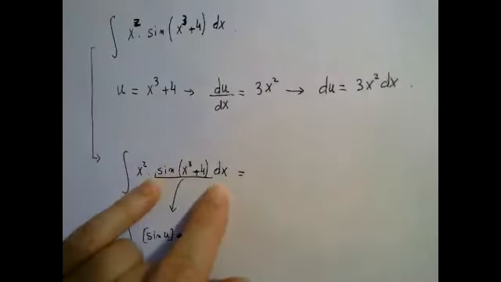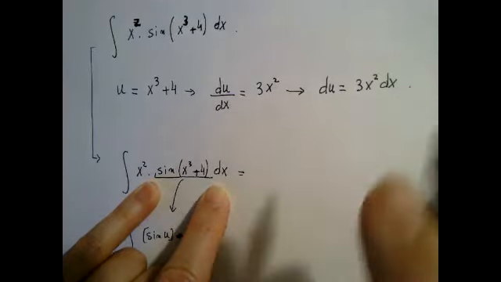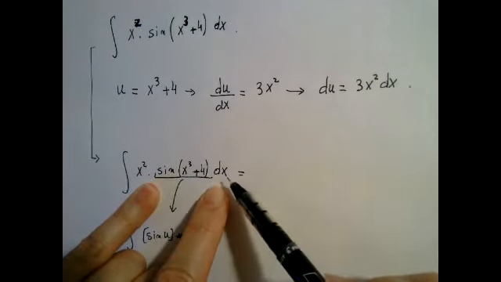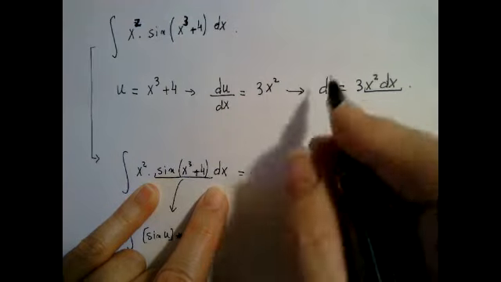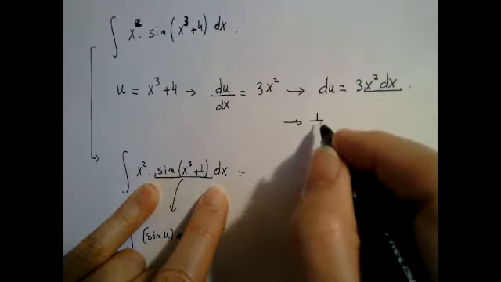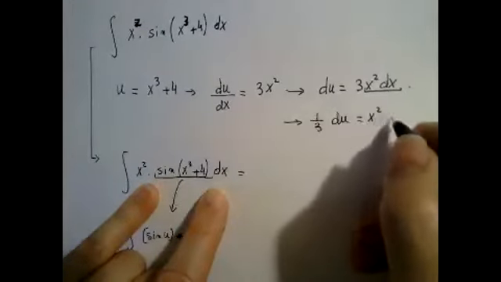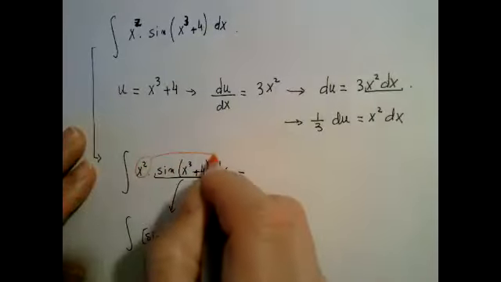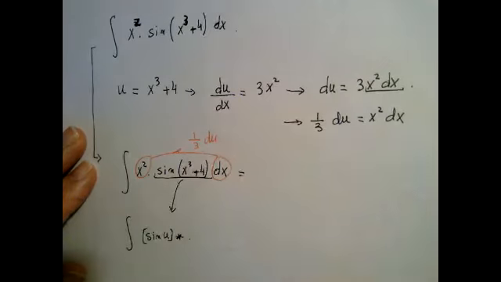Times this piece, x squared dx. We always have to keep an eye on that part. I want to express this in terms of du. So I go back here. I said this is 3x squared dx, but I want only this piece. So I should divide by 3 both sides, because I only want the x squared dx. So my x squared dx piece gives me 1/3 du.